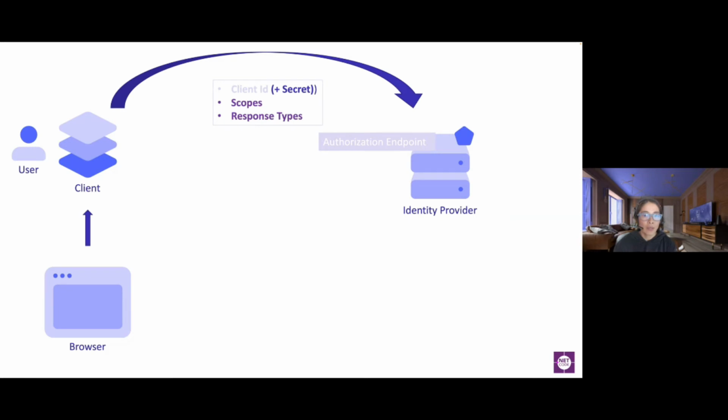Next are the response types. So now the token response types will tell the identity provider what artifacts to return in the forms of tokens or other artifacts.